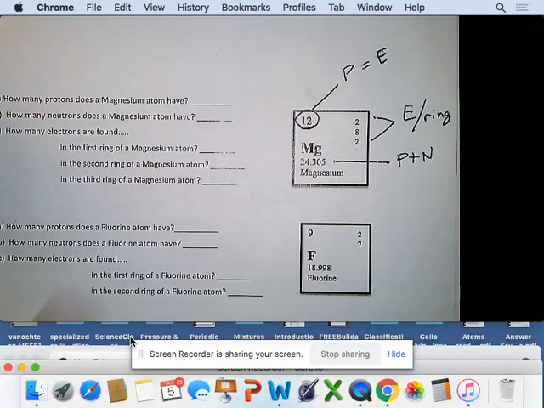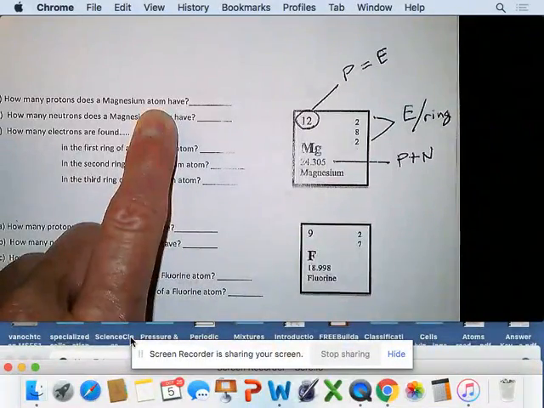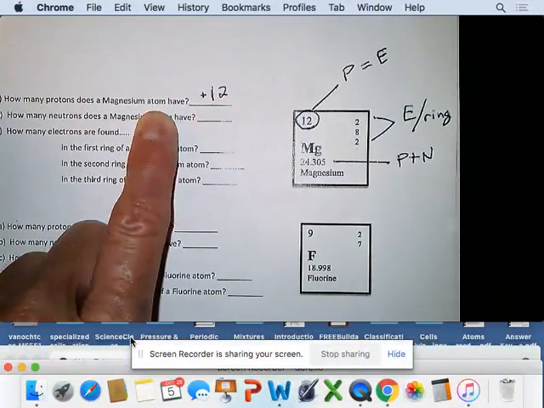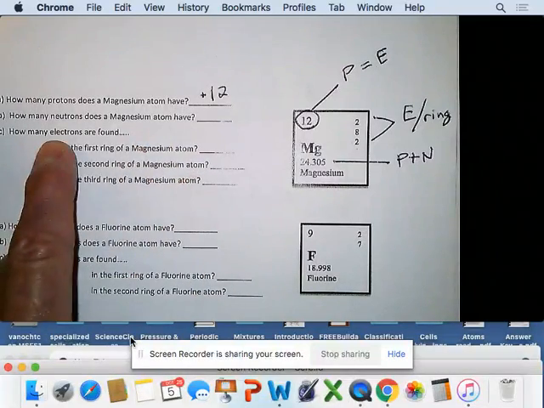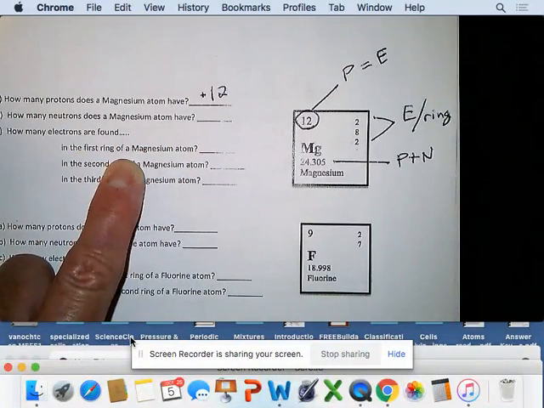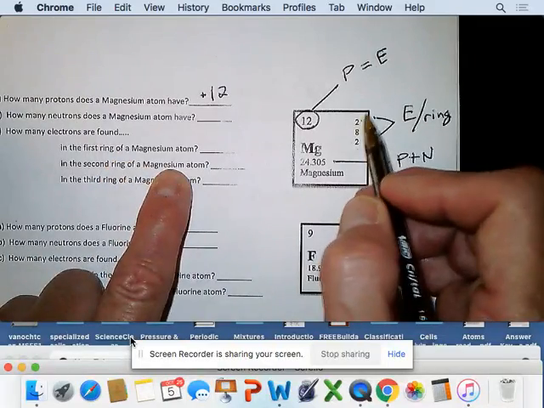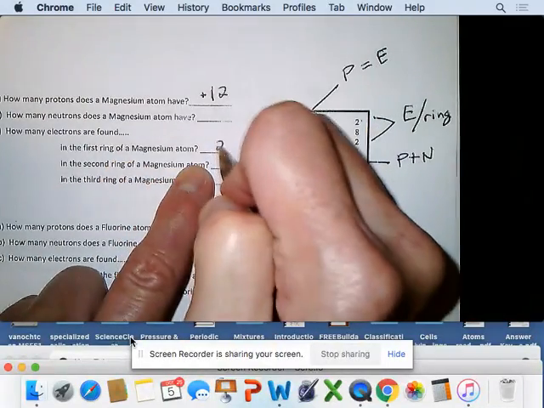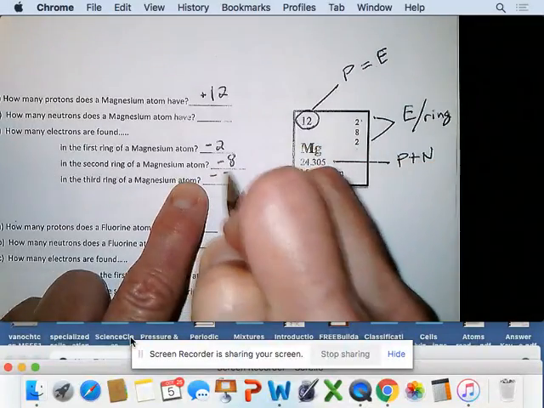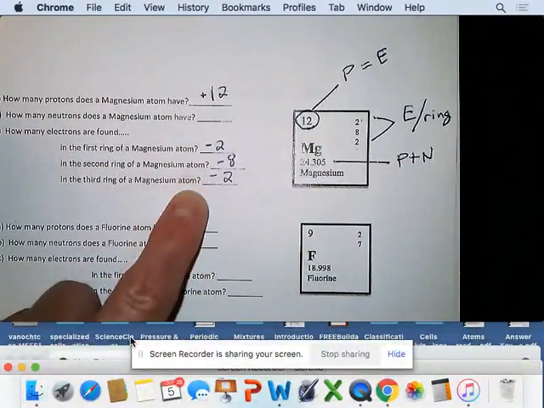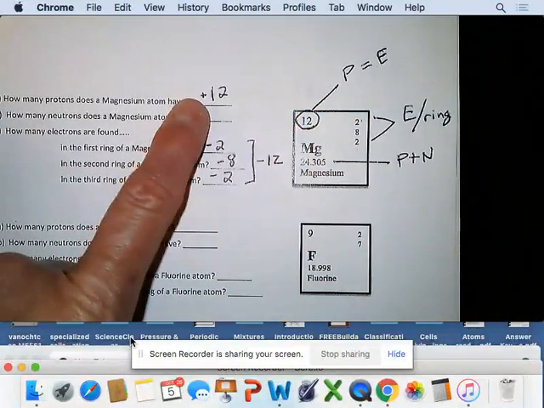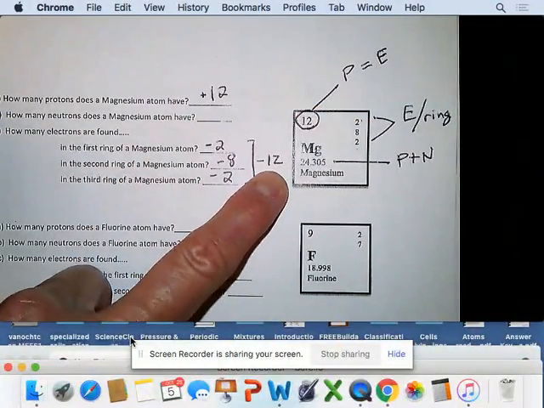So how many protons in magnesium? We said it's 12. And I'm going to go ahead and put a plus there just so you know it's protons. And then I'm going to skip down and do the electrons next. This is asking me how many in each ring. So in this periodic table, it lists out how many in each ring. So we've got like this. So we're looking in this upper right-hand corner. And remember, if we add those rings together, that's going to equal a negative 12. The positive protons cancel out the negative electrons.